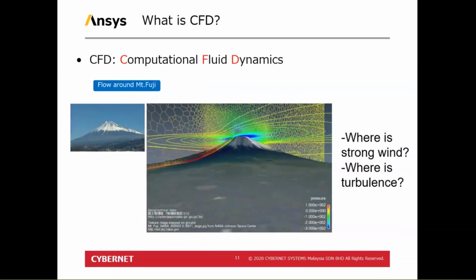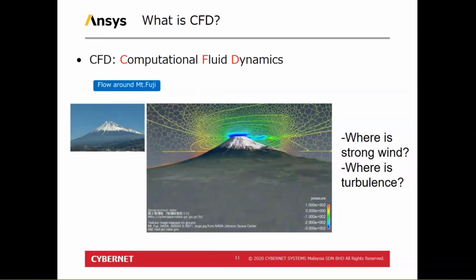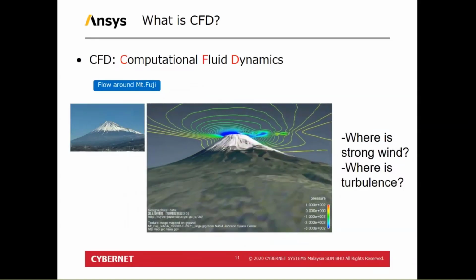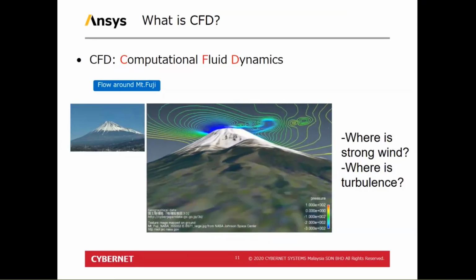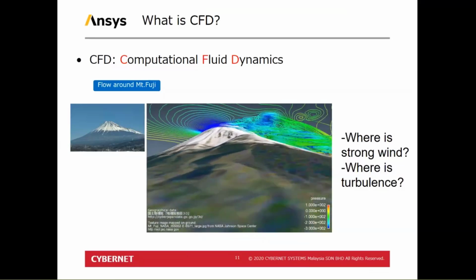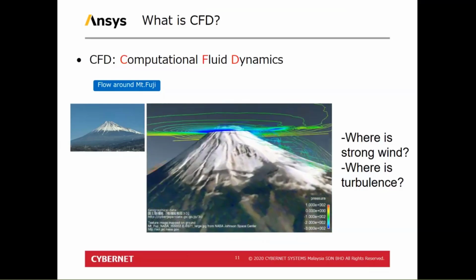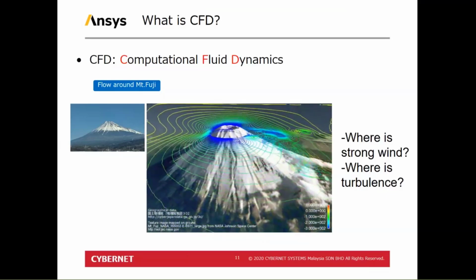Okay, this is another example of the fluid dynamic simulations. This is a flow pattern around the summit of the mountain, around the mountains. So first, I got the geometry data from some government institute, and I made this simulation model. So by this simulation model, we can know where is the strong wind position and the situation of the turbulence.